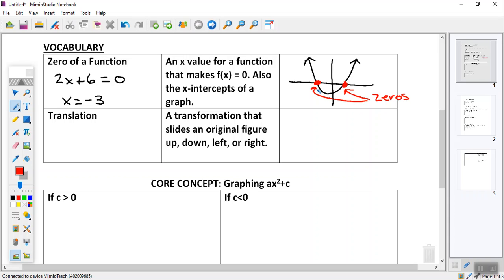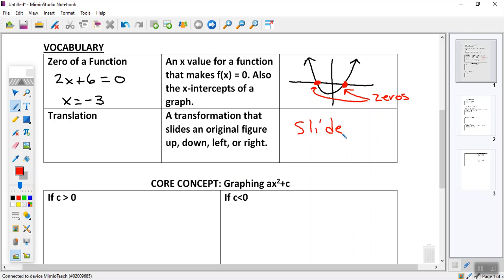All right, so let's talk more. Transformation: a transformation that slides an original figure up, down, left, or right. Basically, the word you just need to know is slide. Just taking a shape and sliding it left or right, up or down. We've talked about translations before, so you should be good with that.